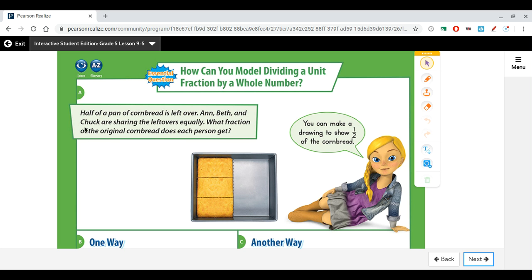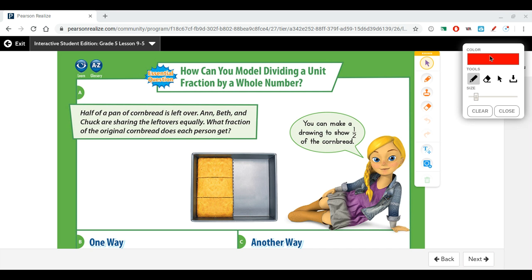So Anne, Beth, and Chuck are sharing the leftovers equally. What fraction of the original cornbread does each person get? So I'm going to write my equation. I'm always going to start by setting up that equation. Let's go with that color. So I have 1/2 of a cornbread, and I'm dividing that among 3 people.